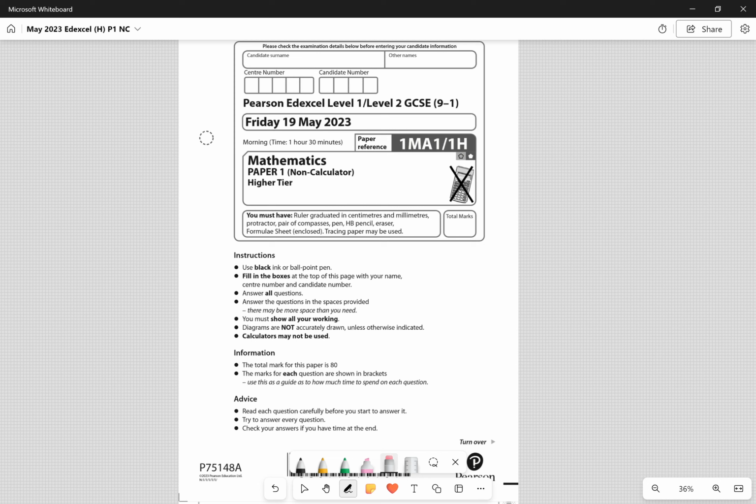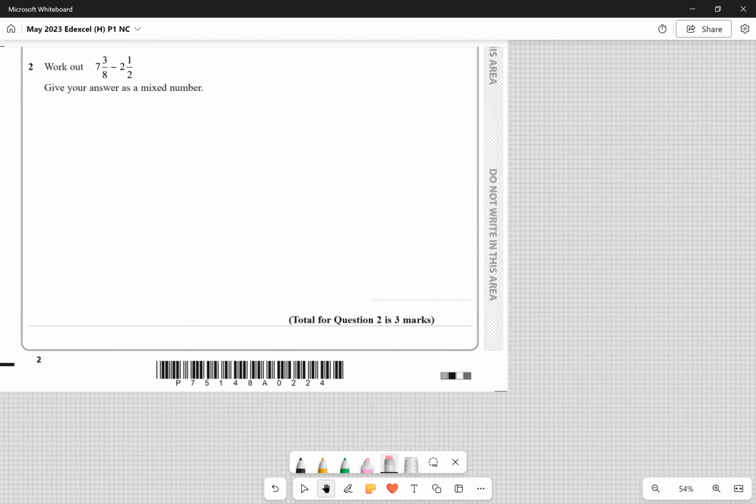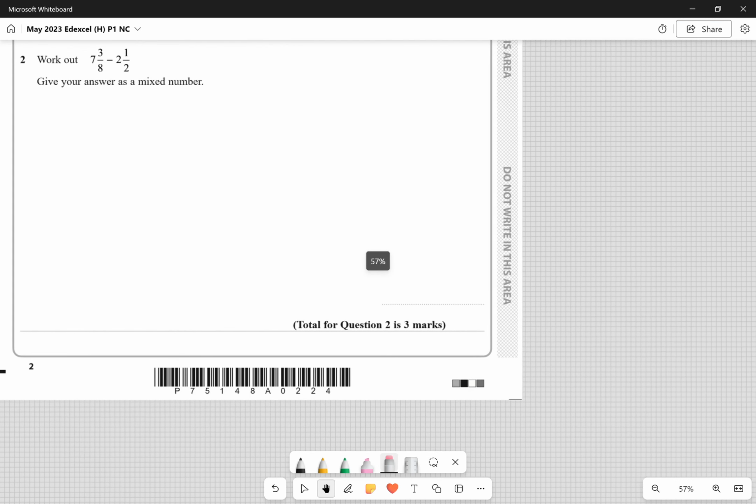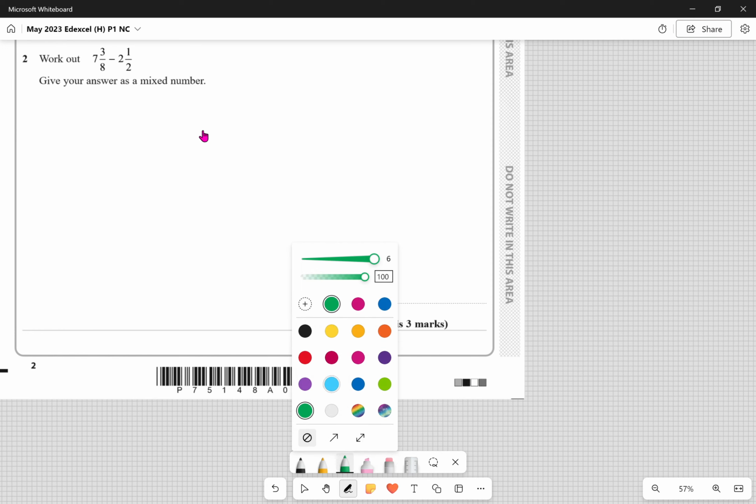Hello, we are continuing with the May 2023 higher paper from Edexcel, and we are doing question 2. Question 2 is regarding subtraction of mixed numbers. There is more than one way of doing this. I'm going to show you 2 ways, and you can decide which method you prefer.